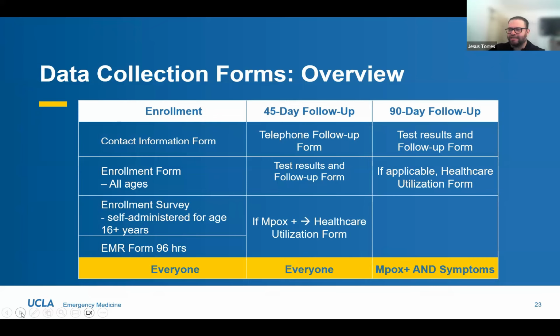So essentially, the way I see these forms is breaking into sort of 3 columns or 3 buckets, if you will. Your enrollment that everybody's going to get, day 45 that also everybody's going to get, and day 90 that some people are going to get. And we'll talk about that as well. So let's talk about enrollment first.